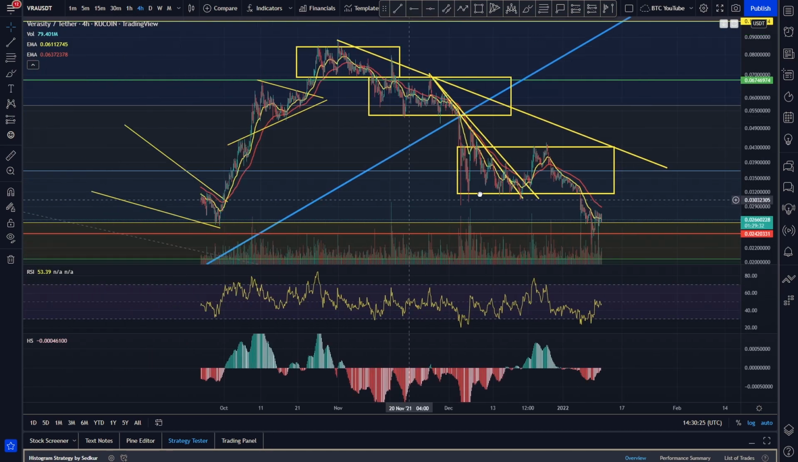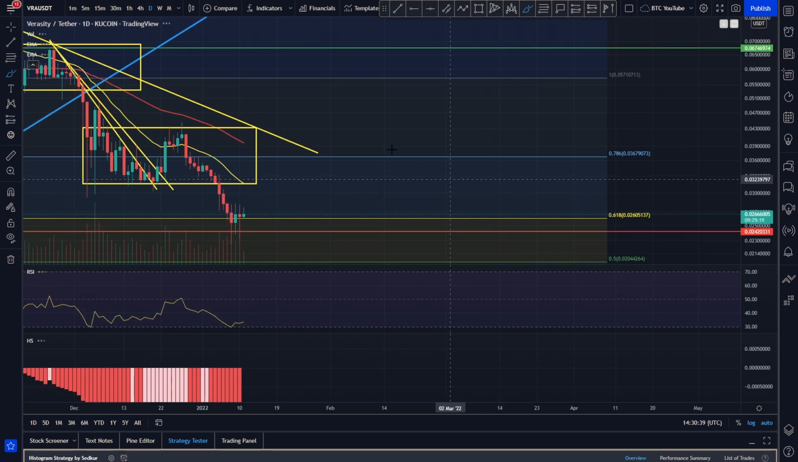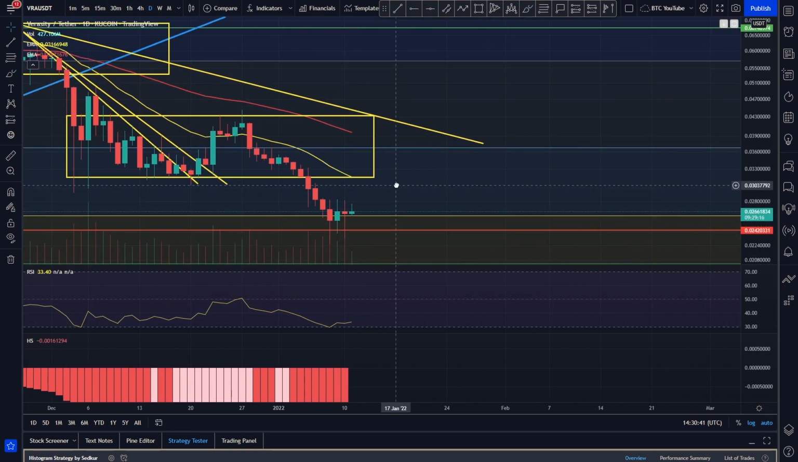You can see on the 4 hour that we've been holding it really nicely here as well, potentially forming some kind of inverse head and shoulders like this. You could see us coming back into this range pretty soon if that did play out. And on the daily time frame, you can see that we've wicked back onto the 0.618 multiple times, which is really good to see this being held as support.